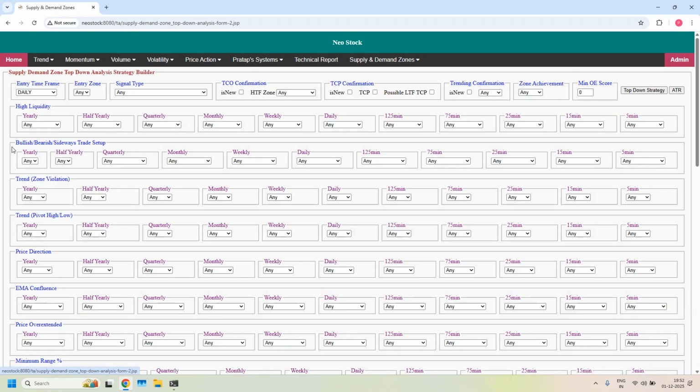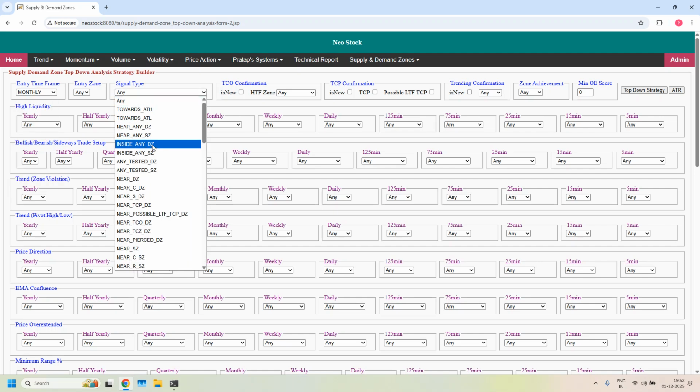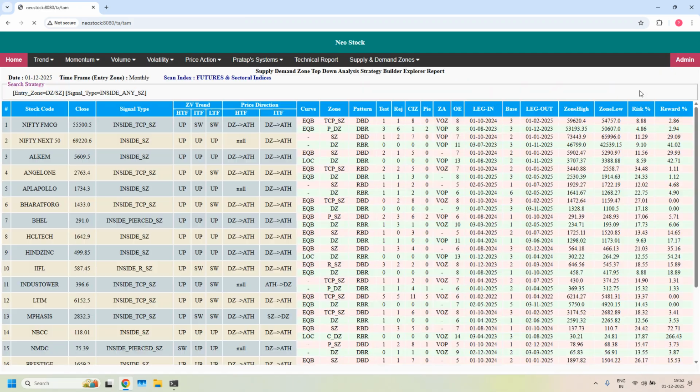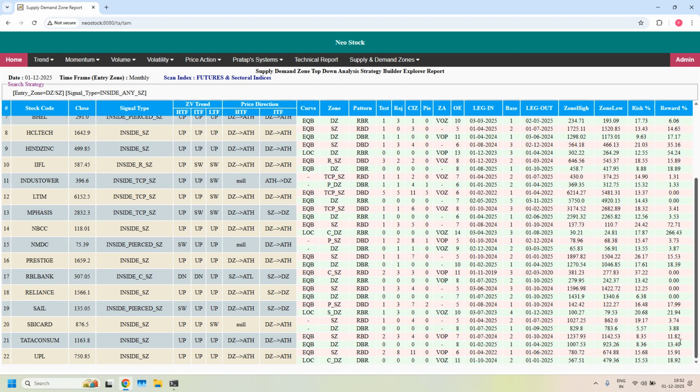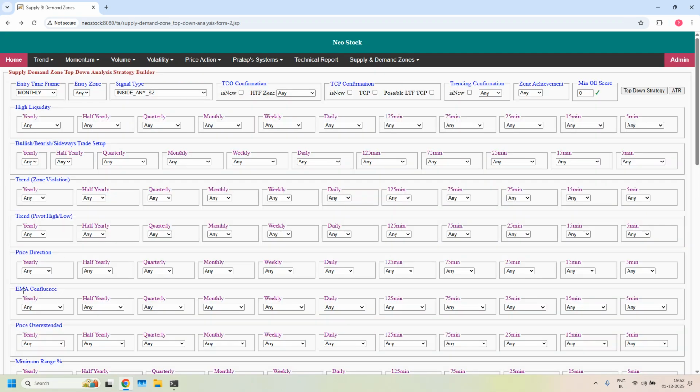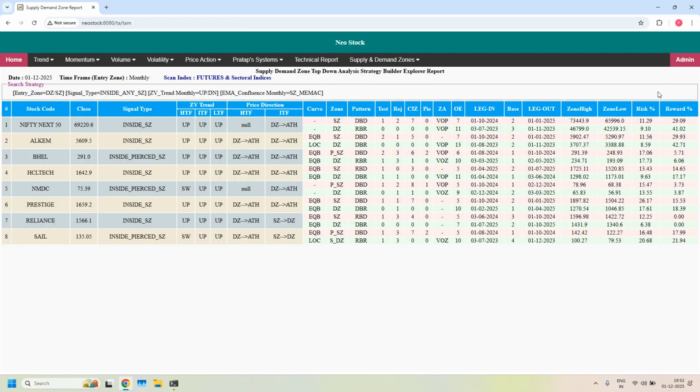Okay, next, price closed inside the monthly supply zone. First 15 stocks in the list. Scrolling the list down. So total 22 stocks. Again, applying EMA confluence on these 22 monthly supply zones. Monthly supply zone with monthly EMA, and also trend on the monthly should not be sideways. So we got 8 stocks.